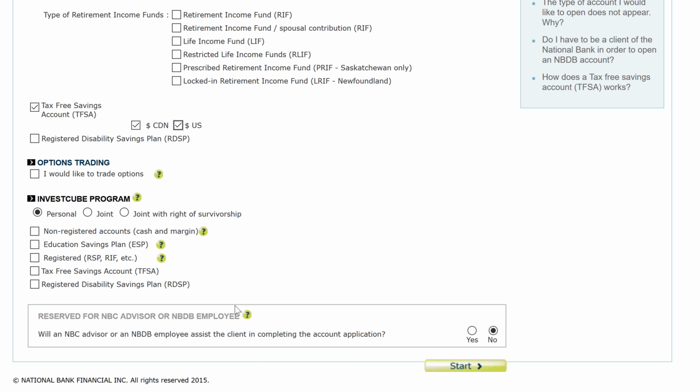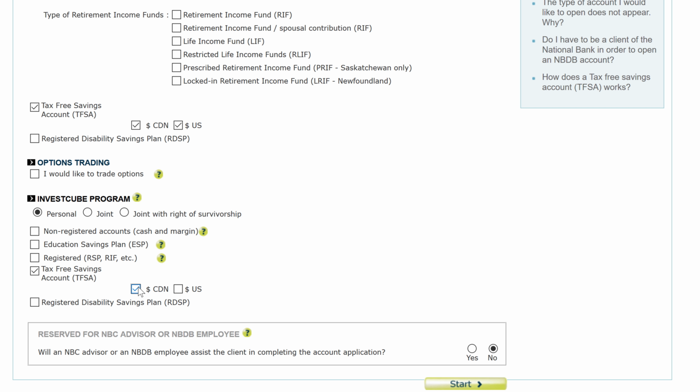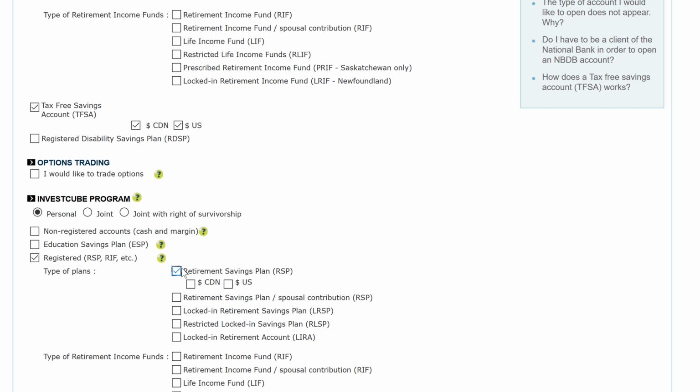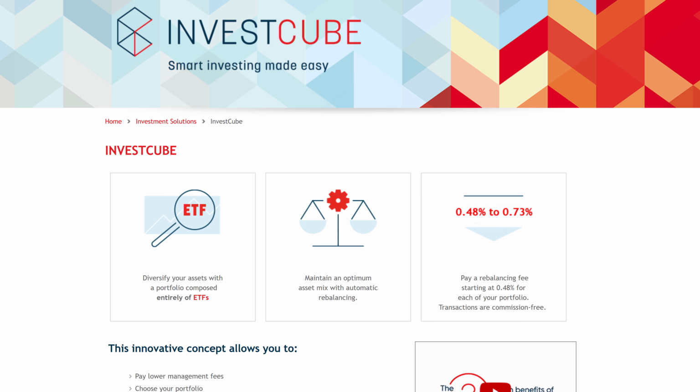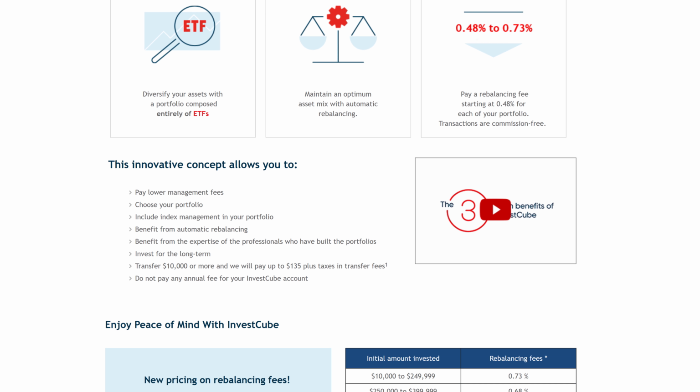The InvestCube program section below includes the same type of accounts as those mentioned above. However, this section is dedicated to investors who want to invest in our automated rebalancing ETF solution, which is called InvestCube. For more information on our InvestCube service, I invite you to visit our NBDB website.